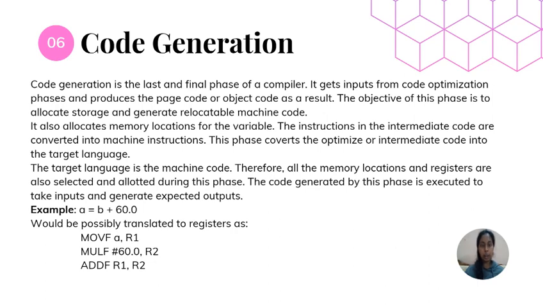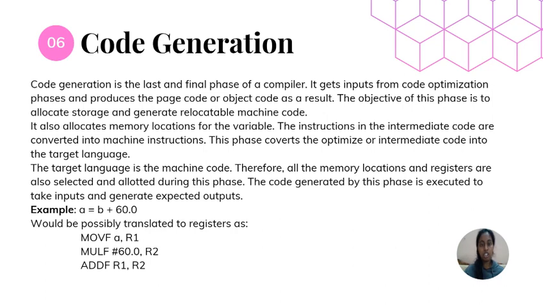It gets input from the code optimization phase and produces the target code or the object code as the result. The objective of this phase is to allocate storage and generate relocatable machine code. It also allocates memory locations for the variables. The instructions in the intermediate code are converted into machine instructions. This phase converts the optimized intermediate code into the target language. The target language is the machine code.